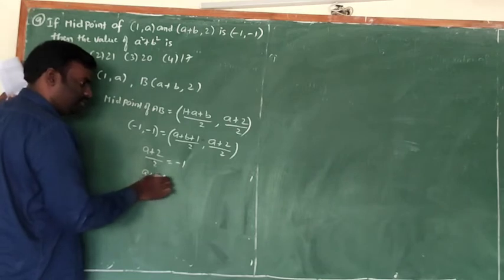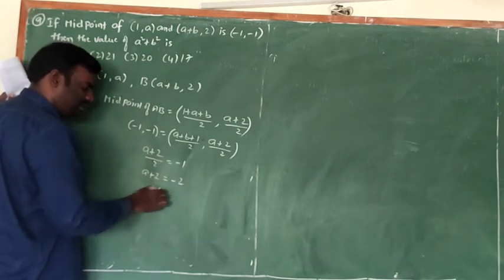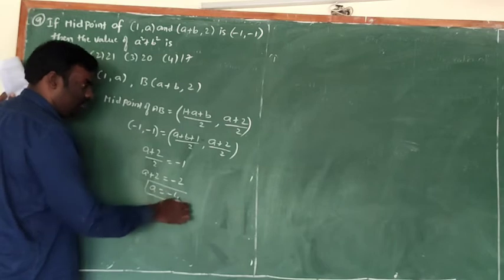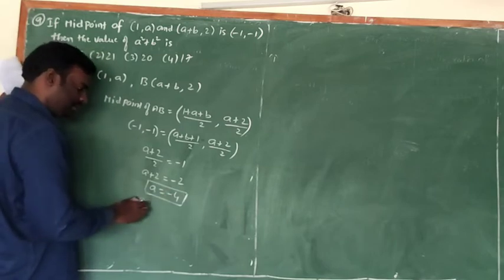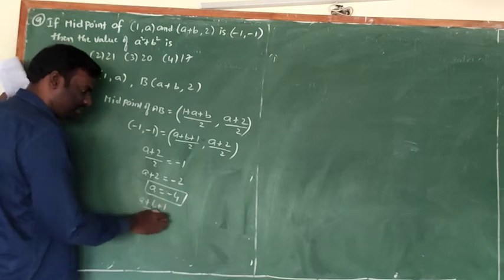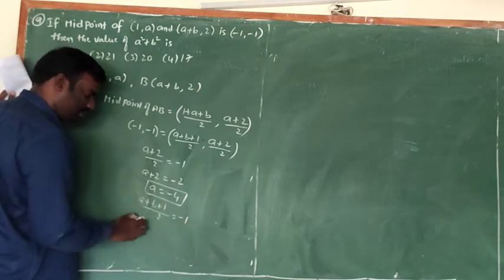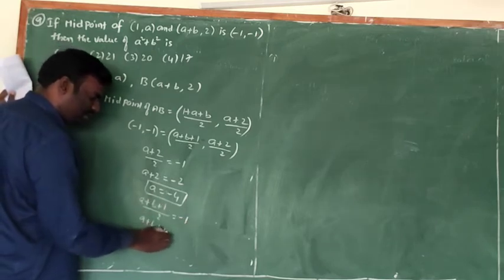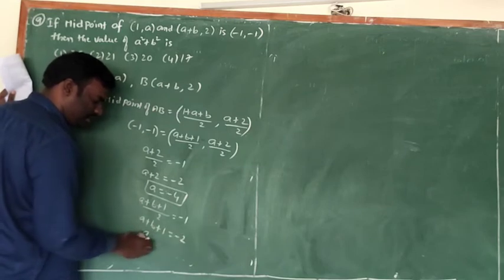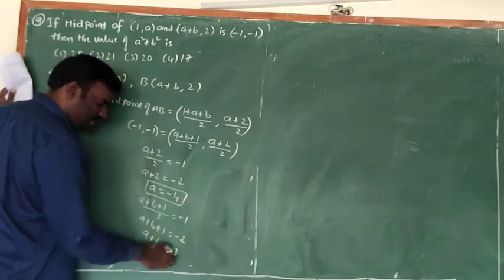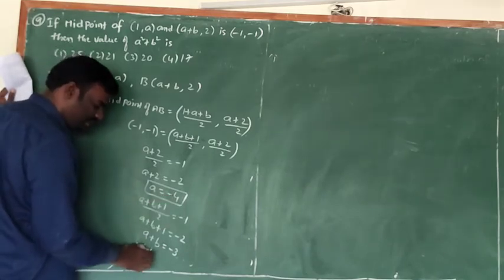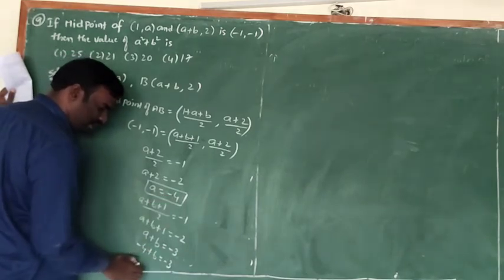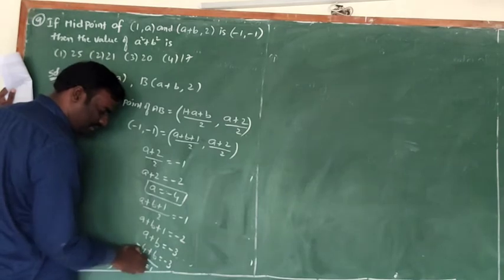A plus 2 is equal to minus 2. A value minus 4. Now similarly, a plus b plus 1 by 2 is equal to minus 1. A plus b plus 1 is equal to minus 2. A plus b is equal to minus 3. A value already we know, minus 4. Minus 4 plus b equals to minus 3. B value 1.